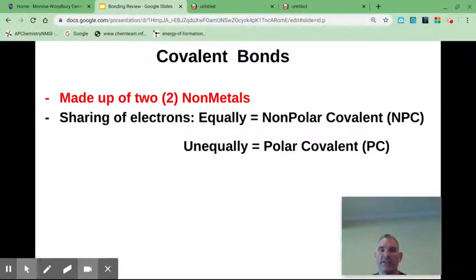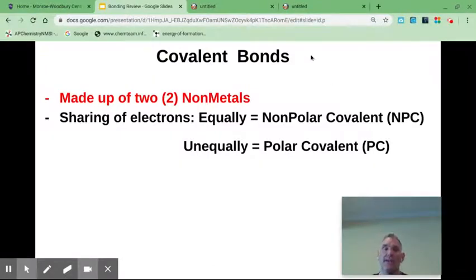And because sharing's involved, again, as I said in class, just like people, I can share equally with people or I can share unequally with people. So that means in elements, the same thing occurs. If it's non-polar covalent, we have an equal sharing, a more stable interaction. If I have unequal sharing, it's going to be a polar covalent bond.